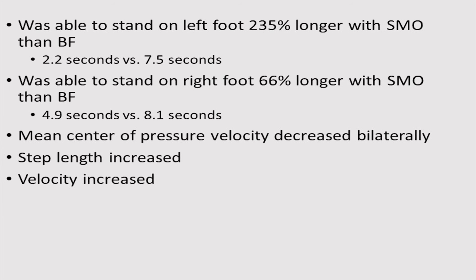Barefoot on the left-hand side, he was only able to stand for 2.2 seconds. With the SMOs, we were able to get 7.5 seconds of single limb stance. And on the right-hand side, barefoot was 4.9, increased to 8.1 seconds. So that time increase was over a 50% increase bilaterally that he was able to stand. His mean center of pressure velocity decreased bilaterally. Again, we're able to control that center of pressure on his foot within a smaller range. And then step length increased and velocity increased.